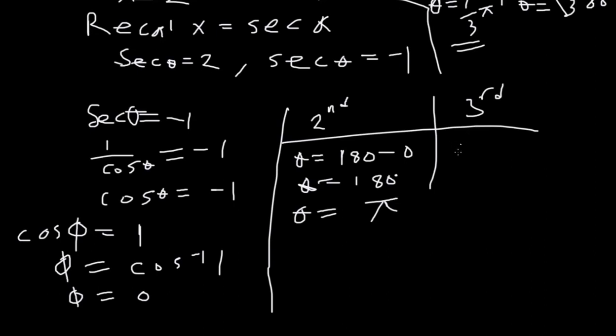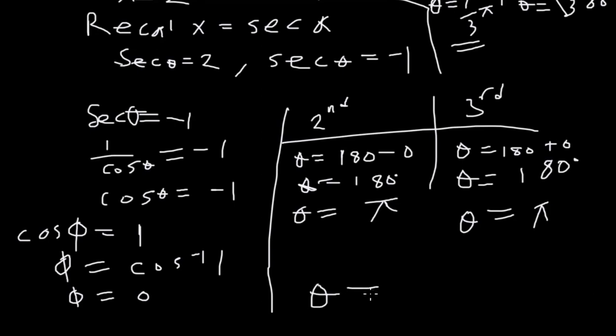Even this side, in the third quadrant, theta is equal to 180 plus 0. So 180 plus 0, you still get the same 180 degrees, which is just the same as pi again. So the final answers for this question are theta is equal to 1 over 3 pi and just pi. So these are your answers for this question.